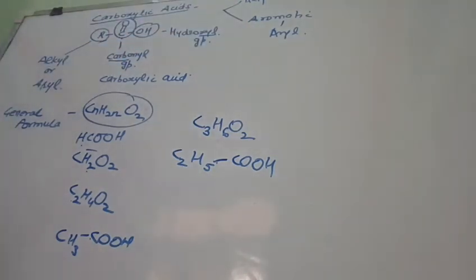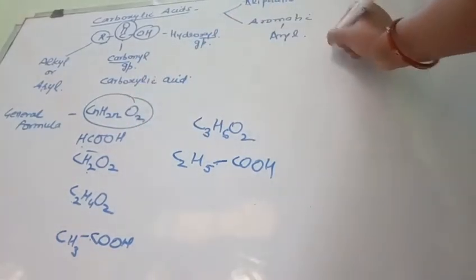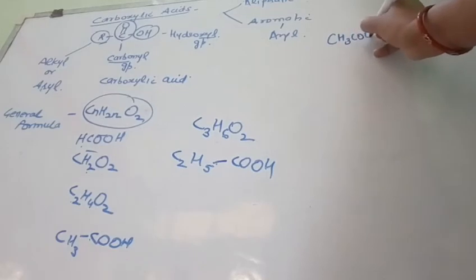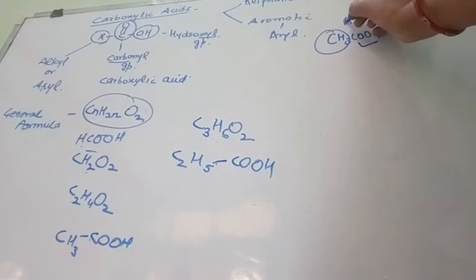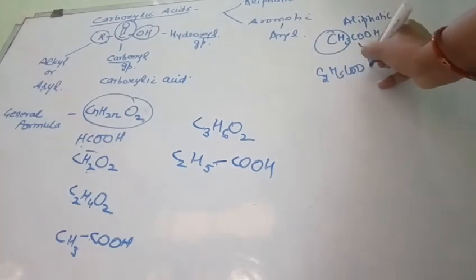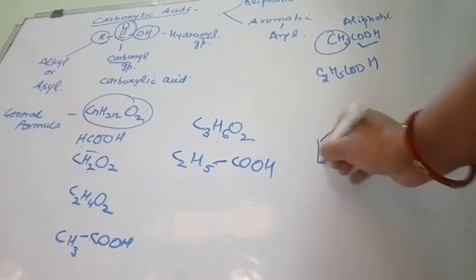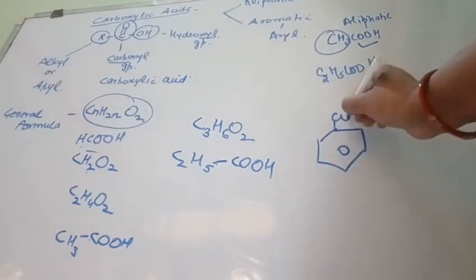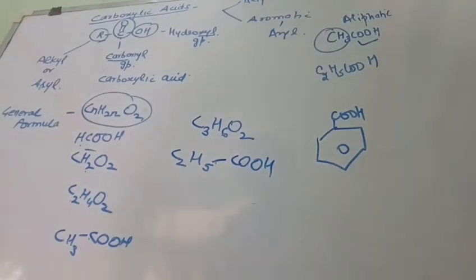Let us have examples of aliphatic, such as all these. You can have CH3COOH, right? So this is your alkyl group, hence it is aliphatic carboxylic acid. Okay. Similarly, C2H5COOH, these are aliphatic carboxylic acids. In aromatic we have aryl group, so benzene ring you can have. So this is benzoic acid, this is aromatic carboxylic acid. Understood? So this is the classification.